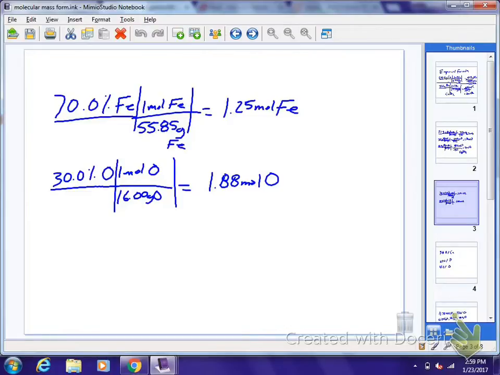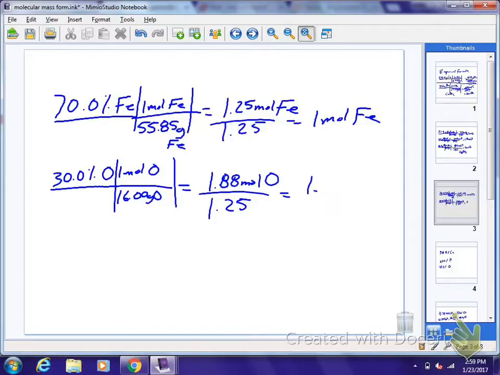So our first step here would be what? Divide by the smaller one. Yep, divide by the smaller, 1.25. So we get 1 mole of Fe, and then this one, when we do it, we get 1.549 moles of oxygen. That's a problem. Well, it's not too big of a problem. Some of you think that's a huge issue. They should all come out whole numbers.